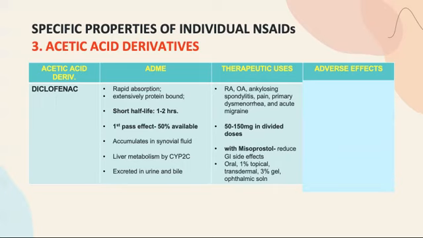A 1% topical gel, a topical solution, and a transdermal patch are available for short-term treatment of pain due to minor strains, sprains, and bruises. A 3% gel formulation is indicated for topical treatment of actinic keratosis. In addition, an ophthalmic solution is available for treatment of postoperative inflammation following cataract extraction or temporary relief of pain and photophobia in patients undergoing corneal refractive surgery.